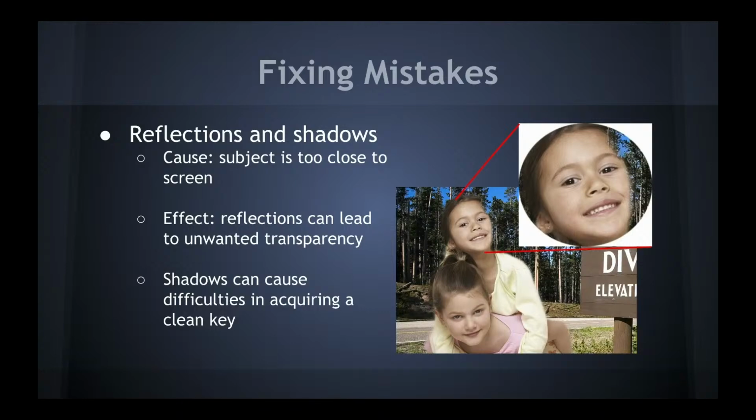Okay, reflections and shadows. They cause the subject, because the subject is too close to the screen, and reflections can lead to unwanted transparency. So you can see this girl's face. For people with curly hair like an afro, will the distance of the subject and green screen help that? Yes, Kenny, along with that backlight, that rim light.